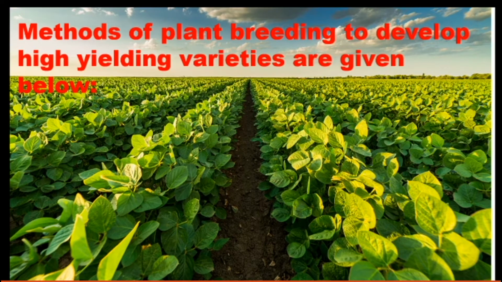Methods of plant breeding to develop high yielding varieties are given below. If you want to improve plant breeding for high yield varieties, we have to follow certain methods, and these are the methods we are now going to discuss. Introduction of new varieties of plants. It is very important for us to introduce new varieties.